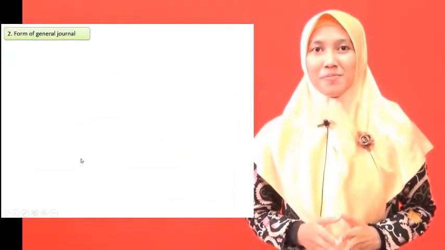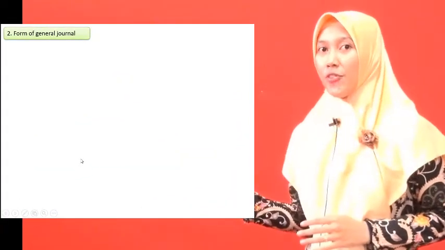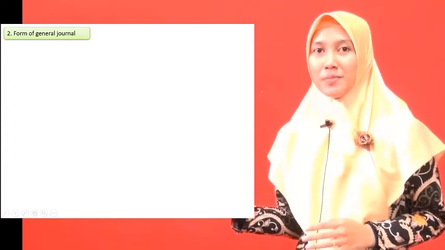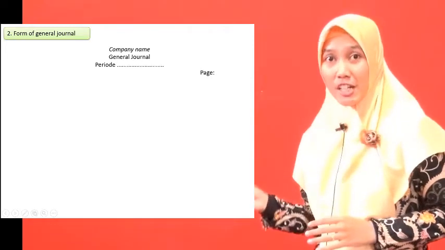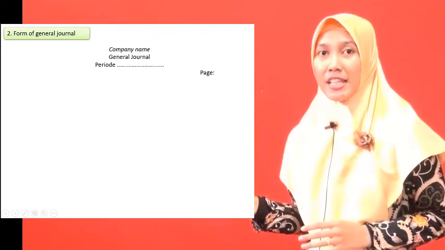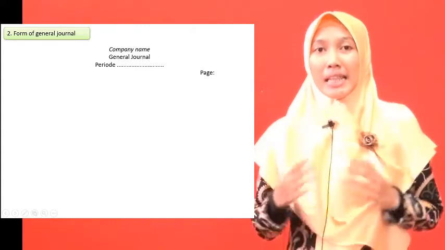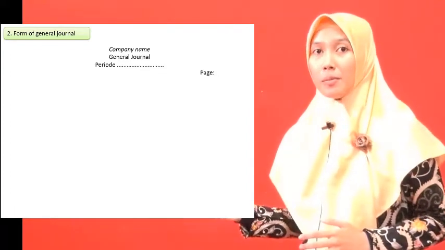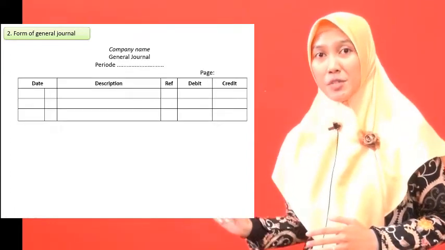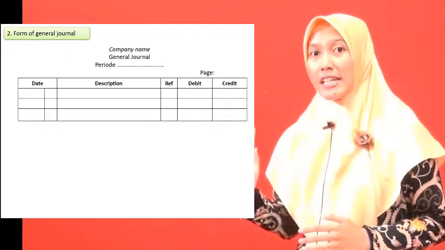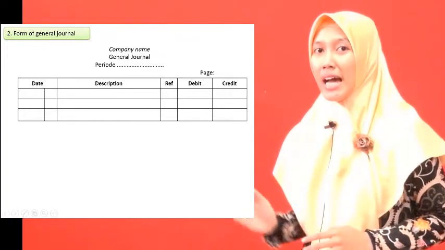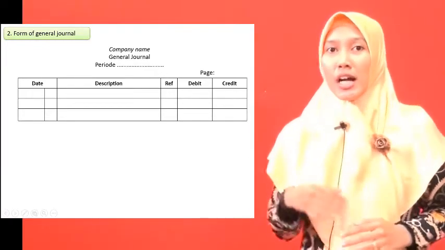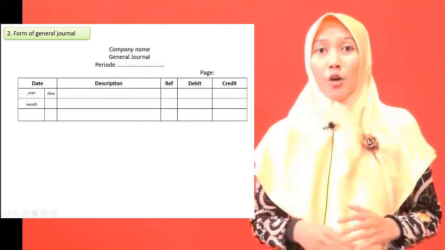Second, form of general journal. This is the form of general journal. On the top, there are company name, general journal, period, and page. Then there are 5 columns: date, description, reference, debit, and credit. First, date. The date column is to record the date of the transaction.